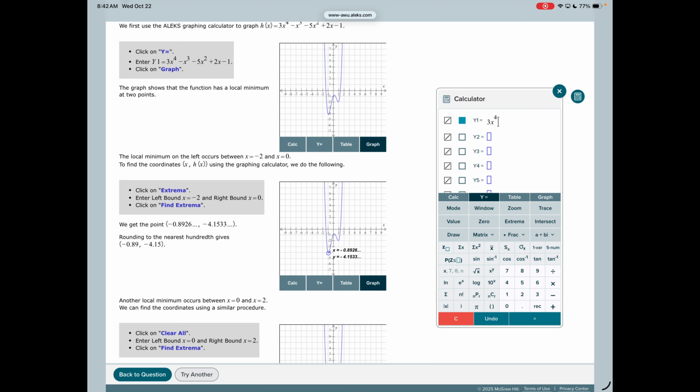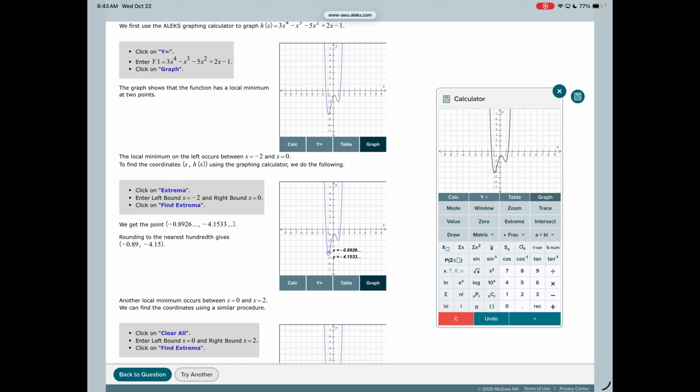Three x to the fourth minus x cubed minus 5x squared plus 2x minus 1. Sorry, I probably should get out my keyboard for this and not do it on my iPad. All right, so you put that graph in there.